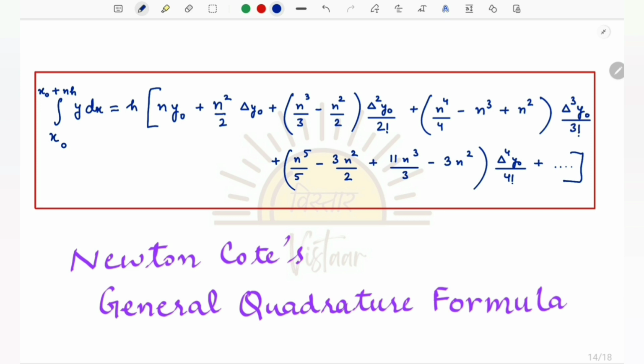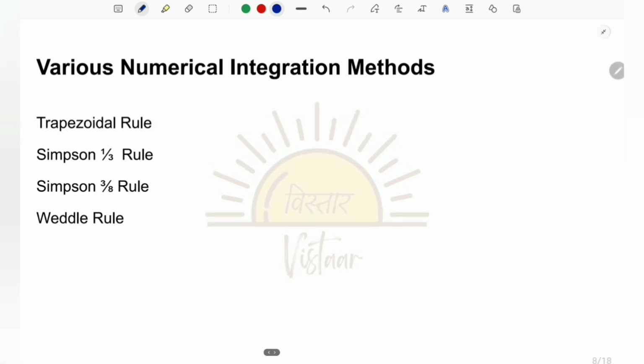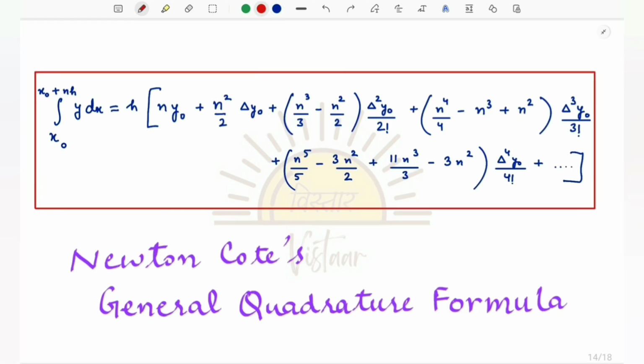This formula is very useful in finding various other methods of numerical integration. For various values of n in the Newton-Cotes general quadrature formula, we'll get different types of numerical integration methods. We will learn about these methods in the next videos, and we will also solve the relevant examples there.